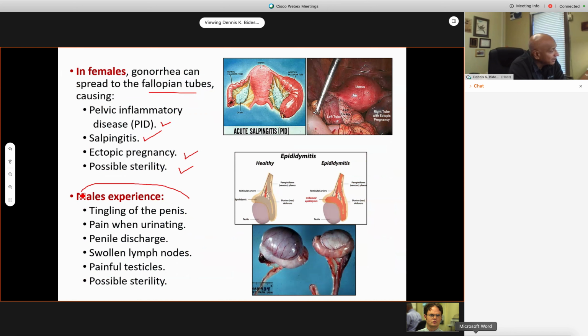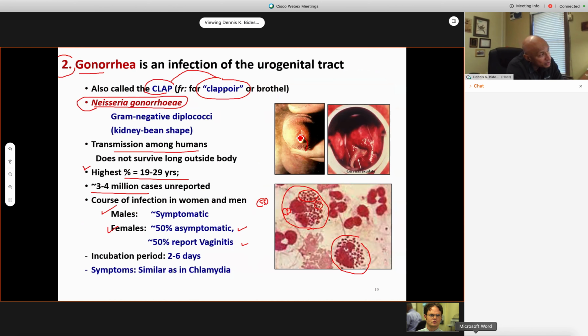In males, there's tingling of the penis, painful urination, and a penile discharge, and I showed you that's pretty thick. Now, I asked you to look at what you see for chlamydia and compare that to what we see for Neisseria gonorrhea. So this is a male specimen, of course. You can see a very thick, yellowish, whitish, purulent discharge. Purulent is because it has white blood cells. Pus, in other words. Pus refers to the presence of white blood cells. So that's pretty thick. We see the same thing oozing from the cervix of a female here with gonorrhea.